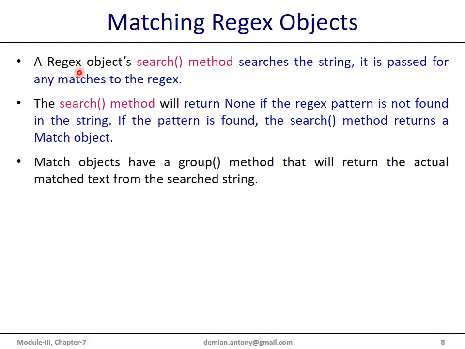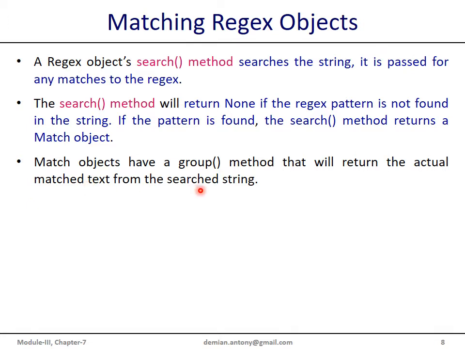We have one more method called search, which searches the string for a regular expression pattern. This method will return None if the pattern is not found in the string, and if the pattern is found in the string, the search method returns a match object. And this match object has a group method that will return the actual matched text from the searched string.